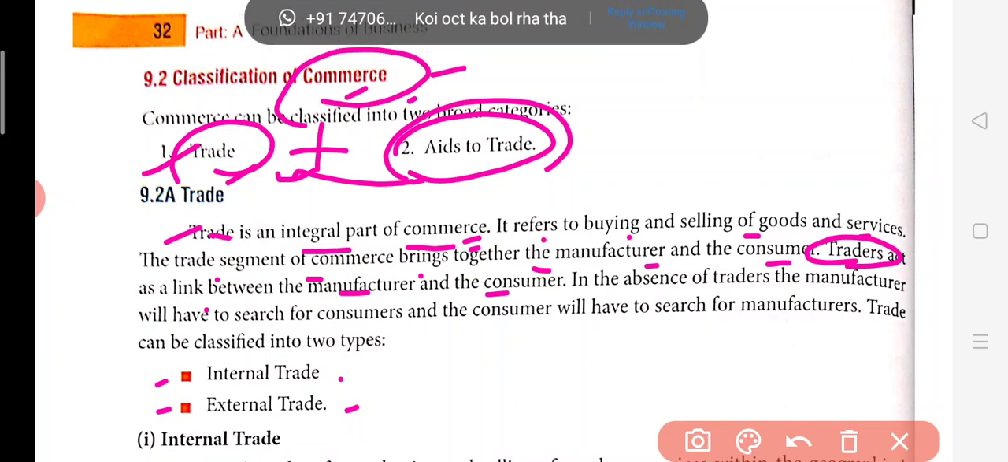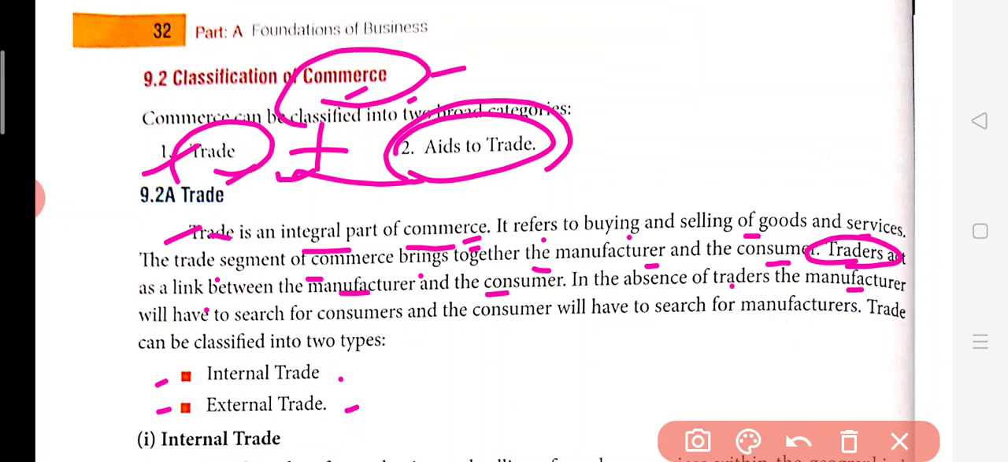In the absence of the traders, the manufacturer will have to search for consumers and the consumer will have to search for the manufacturers. Suppose there were no traders, then it is very difficult for the manufacturer to find the consumers in the market. So the role of the traders is very important. They are the ones who actually go to the market and find out the demand of the product by taking surveys, and they find the consumers for such manufacturers.